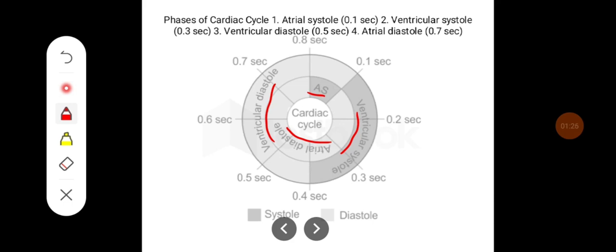0.5 seconds. Ventricular systole, again, consists of different phases. It includes the isovolumetric contraction phase, rapid ejection phase, slow ejection phase, then protodiastole, isovolumetric relaxation phase, first rapid filling phase, diastasis, and last rapid filling phase, which corresponds with atrial systole.